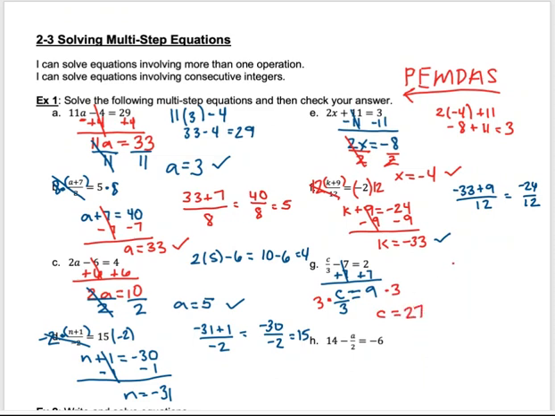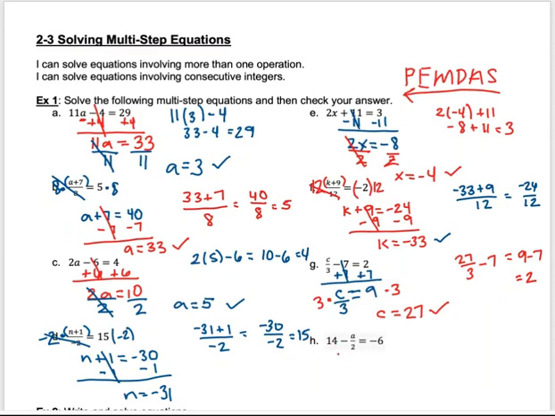Now I do want to check. So I have 27 divided by 3 minus 7. 27 divided by 3 is 9. So I have 9 minus 7, which equals 2. So C equals 27 is my answer.